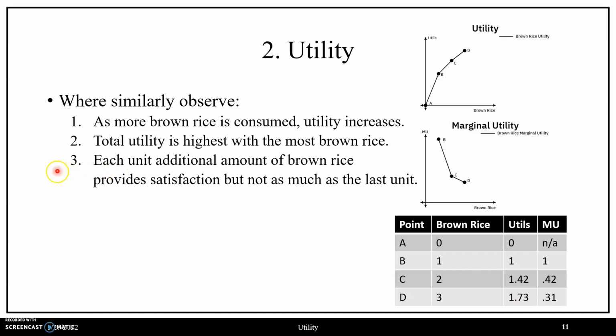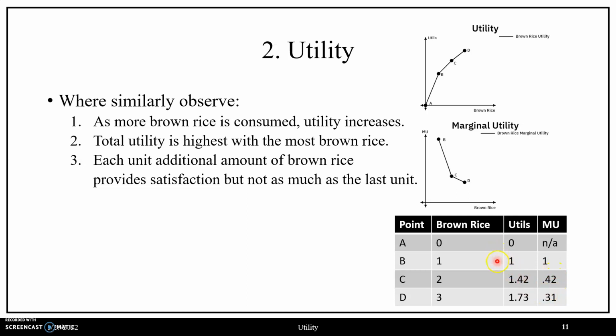And in terms of the rate of change, each additional amount of brown rice provides satisfaction, but not as much as the last unit. In terms of our graphical representation, we see positive amounts of brown rice, and we see positive amounts of marginal utility, but not as satisfying, as we see with our downward sloping marginal utility graph, where in terms of our table representation, marginal utility is positive throughout.